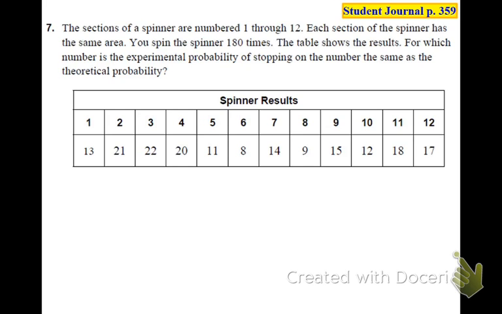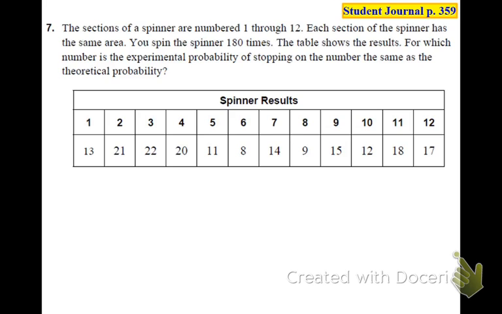Okay, so that's what you're looking at. Because this is the question you're going to see a lot: for which number is the experimental probability the same as the theoretical? So what do you think we need to find first? We need to find the theoretical, because we want to match the experimental of one of these to the theoretical. So theoretical, as if we don't see this chart at all, you have 12 numbers that you could spin. Do you have even chances of spinning all of them?